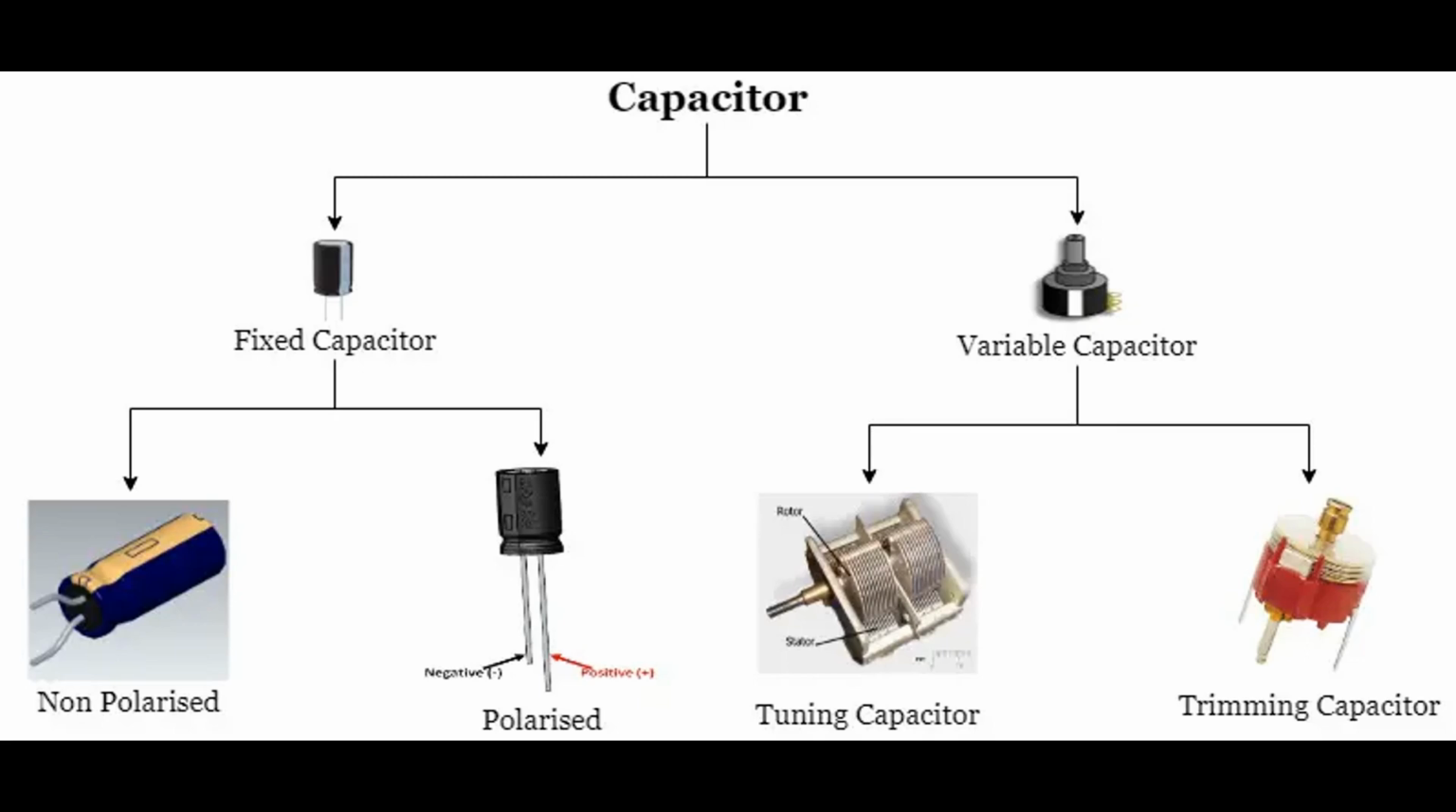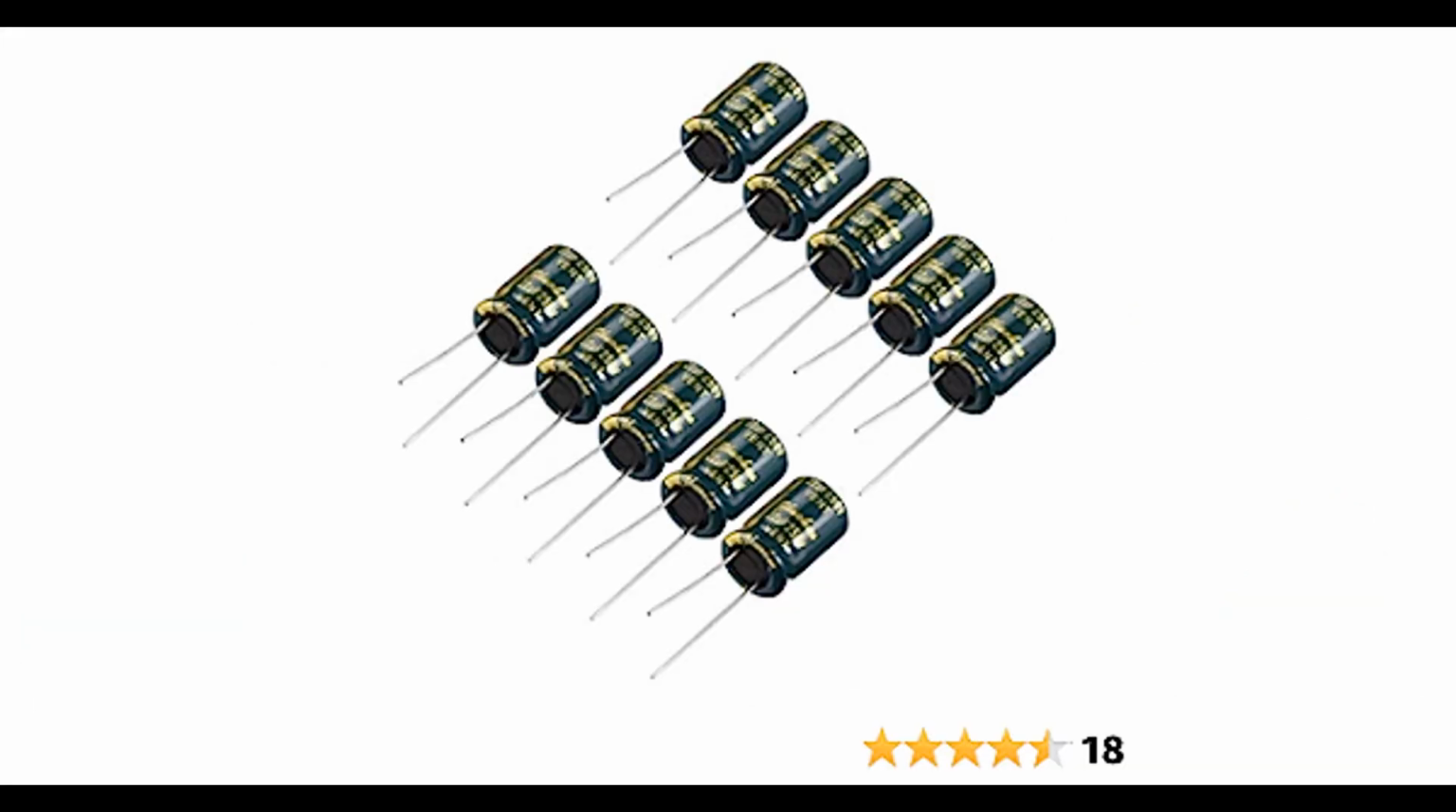Capacitance range. Aluminum electrolytic capacitors. Aluminum electrolytic capacitors offer a wide range of capacitance values, typically ranging from a few microfarads, µF, to several thousands of microfarads, µF. They are available in both low voltage and high voltage variants.